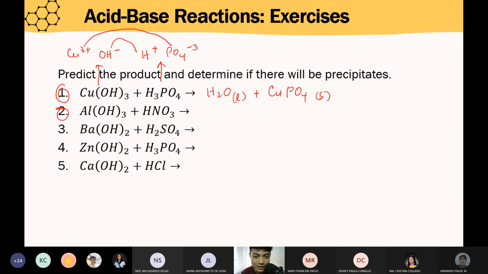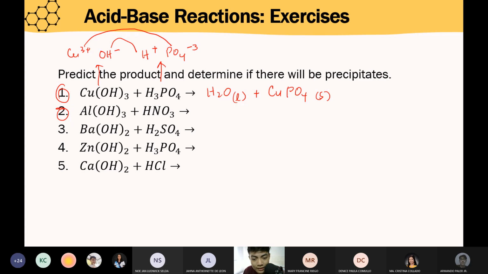It also means wala kang spectator ions. Okay? Kasi lahat sila nag-produce ng products that are not aqueous species. Okay? So, liquid and solid kasi na form. So, wala kang spectator ions.